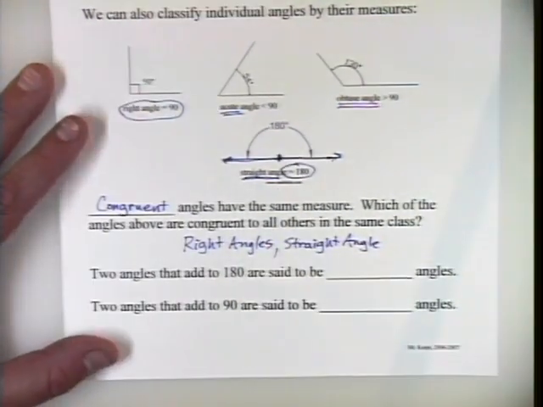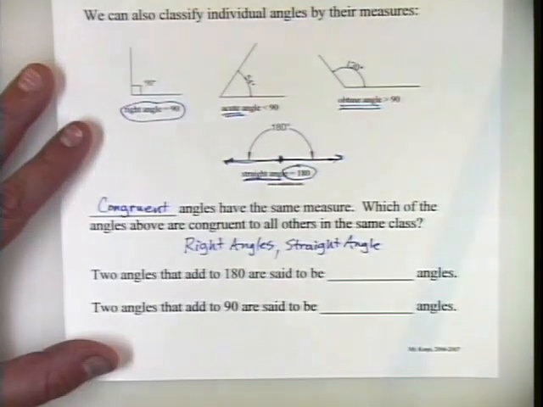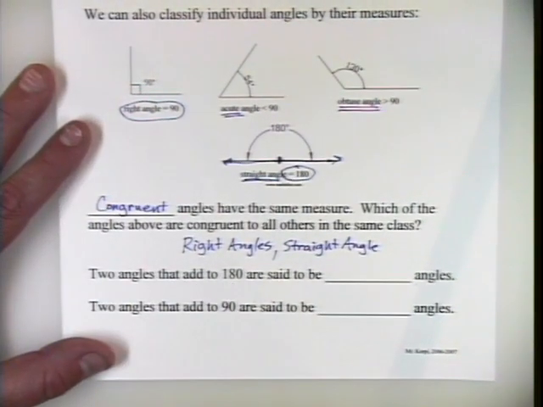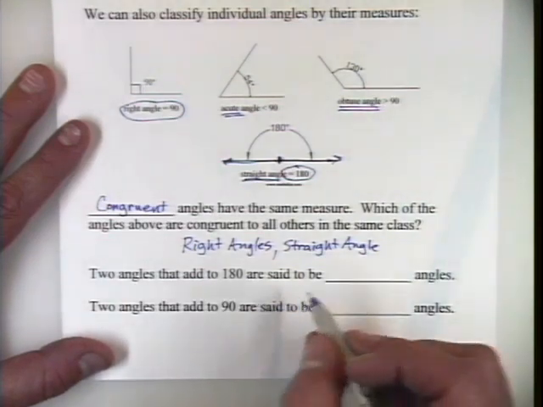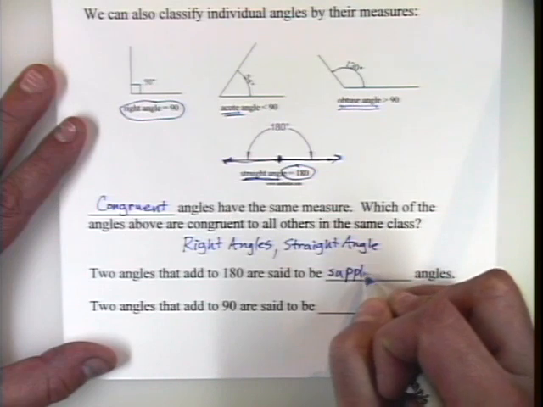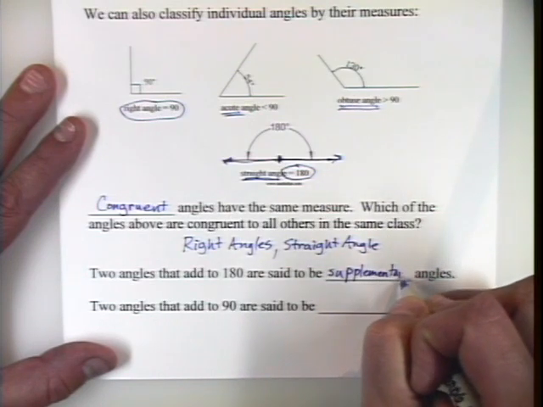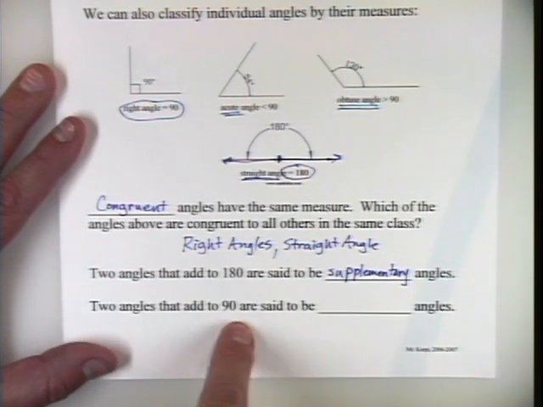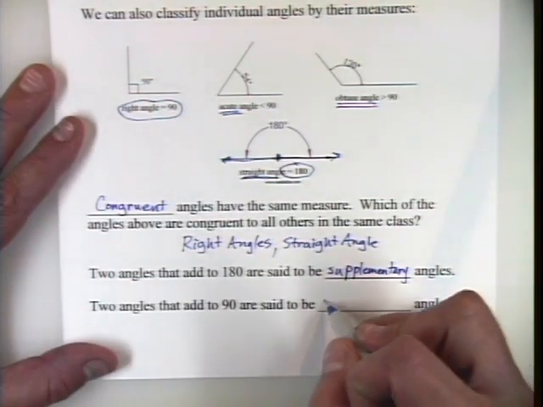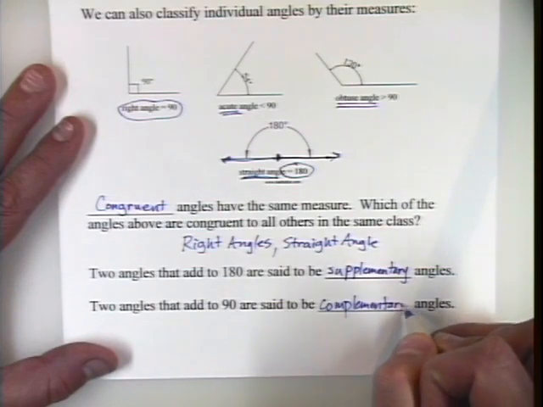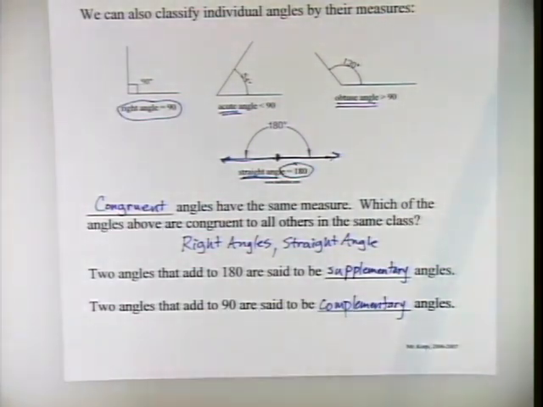Now, back kind of to the straight angle here and the right angle. If we have two angles that add up to 180, two separate angles, not a single angle, then we say that those two angles are said to be supplementary angles, or they are supplements of each other. Two angles that add up to 90 degrees are said to be complementary angles, or we say that the two angles are complements of each other.